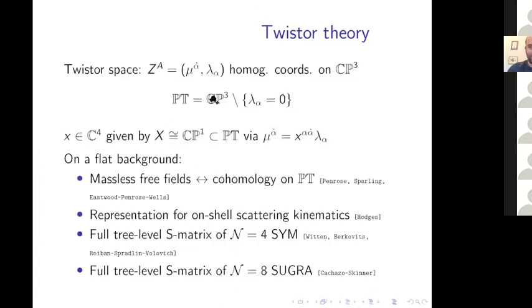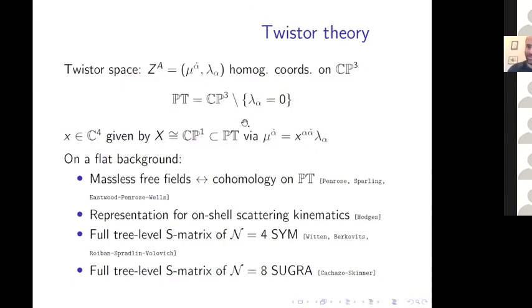Twistor theory is a very useful object in the study of scattering amplitudes on a trivial perturbative background. Massless free fields are encoded in cohomology on twistor space, in particular things like gluon wave functions. It gives a nice representation for on-shell scattering kinematics, and I showed you a formula on like the second or third slide for the full tree-level S-matrix of N=4 super Yang-Mills in a trivial perturbative background. That formula is based intrinsically on this twistor correspondence, and there's also an analogous formula for gravity or supergravity, which I didn't show you.